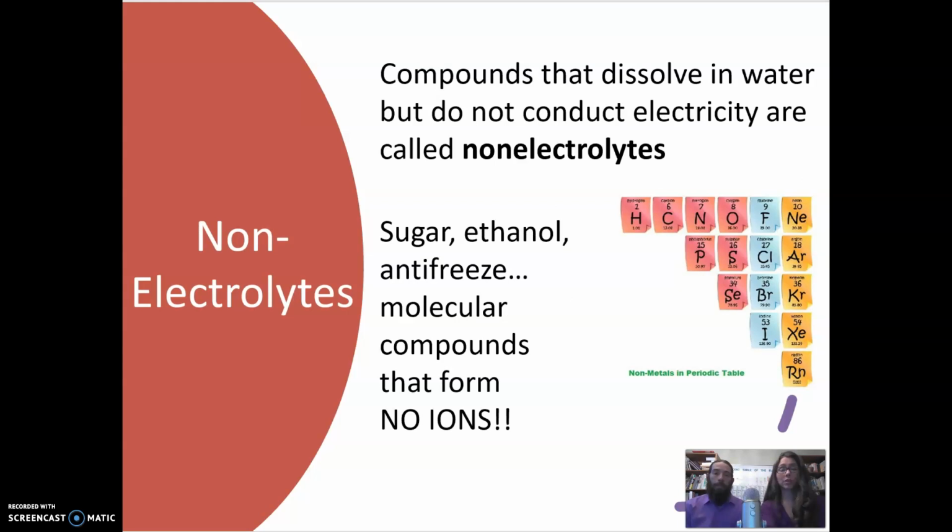So no light in the light bulb are non-electrolytes. So compounds that can dissolve but don't conduct electricity, like our sugar example, would be a non-electrolyte. Or our ethanol example, our alcohol example, antifreeze, sugar, ethanol, these are all examples, and they are made up of nonmetals. So some like our strong acids are also made up of nonmetals, but they are the 6 strong acids that we're going to talk about in a minute. But most molecular compounds are not going to break apart, and they do not form ions. Couple exceptions like our acids.